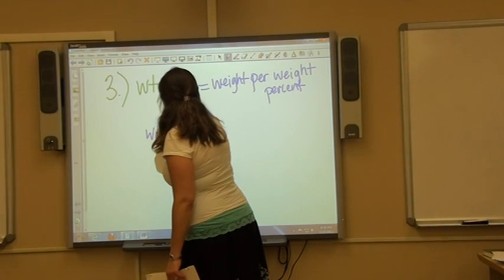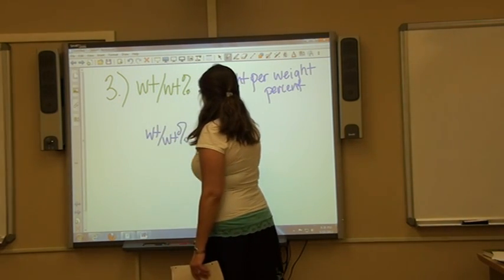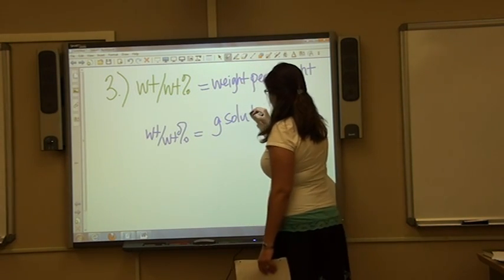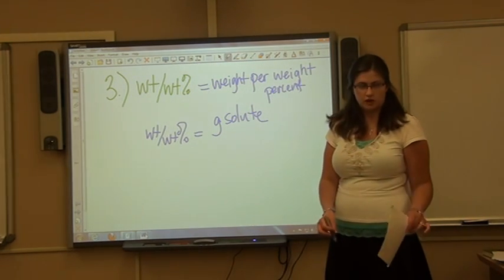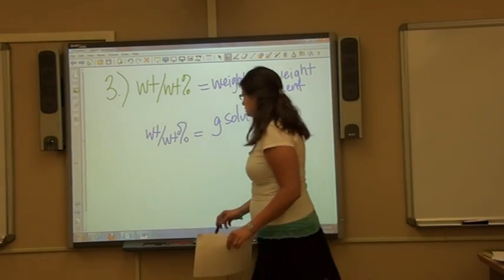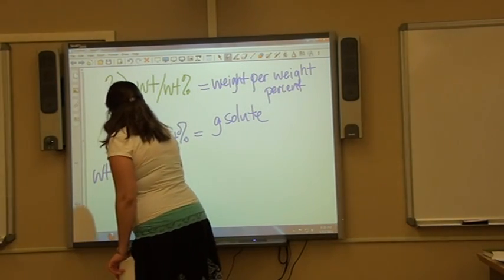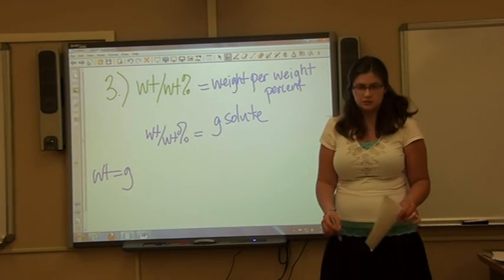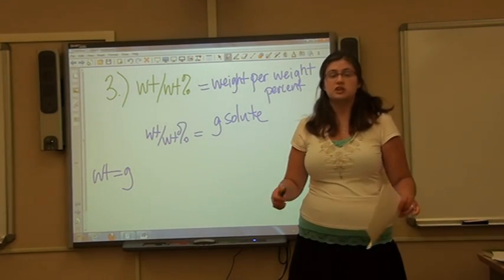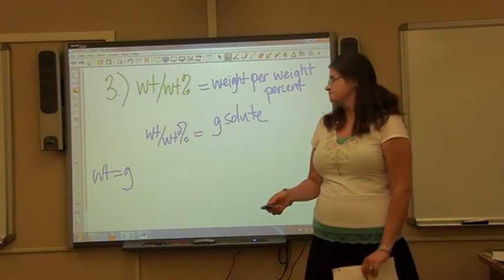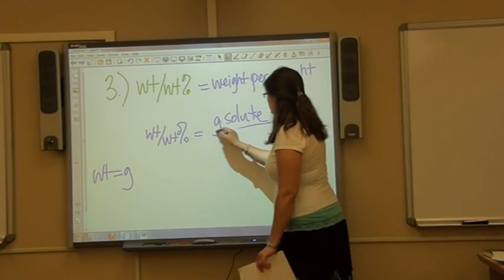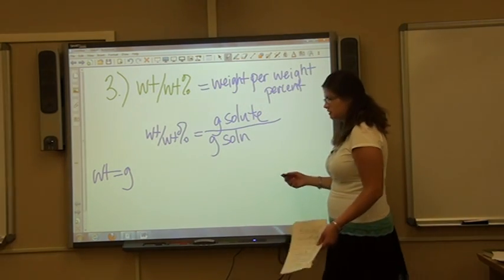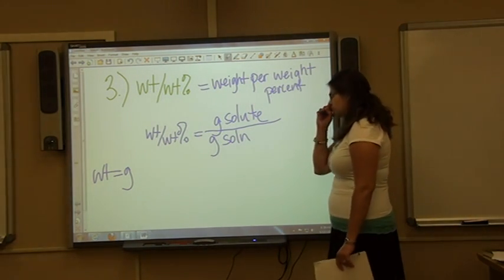So the formula on your sheet looks like this. Gram solute, because grams is weight. Grams and weight are the same thing. Don't get confused. I know that it's sometimes tricky when we use interchangeable terminology. But I figured if I wrote this stuff down a little bit better for you, it would become a little bit easier to handle.